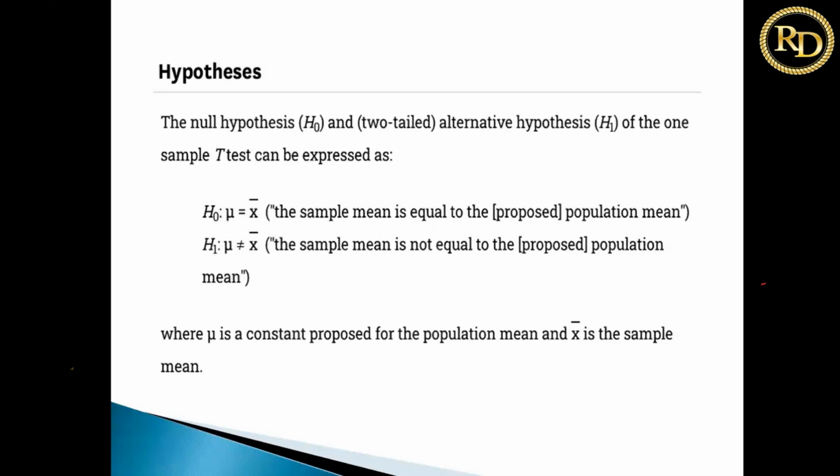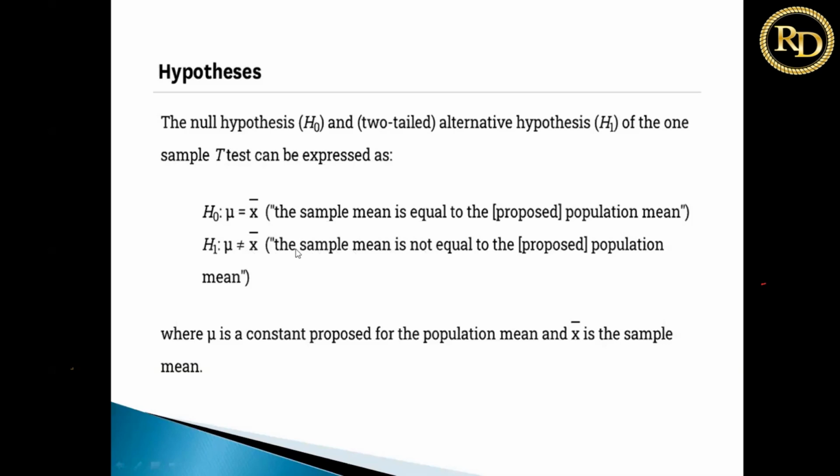Now, what is the hypothesis for testing the null hypothesis for the one sample t-test? The null hypothesis H naught is considered here as two-tailed. The alternative hypothesis may be of three types. It is two-tailed when mu is not equal to x bar, and one-tailed when we consider that mu is greater than x bar, which is right-tailed, or mu is less than x bar, which is left-tailed.